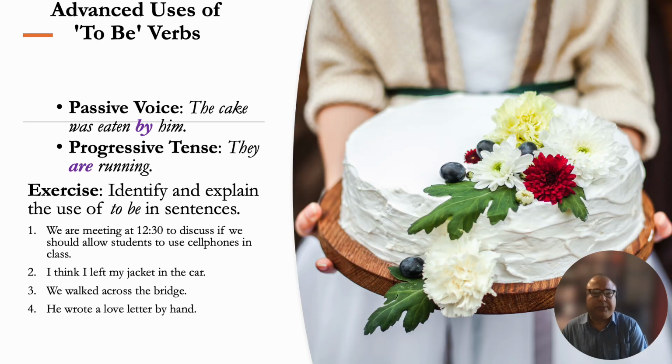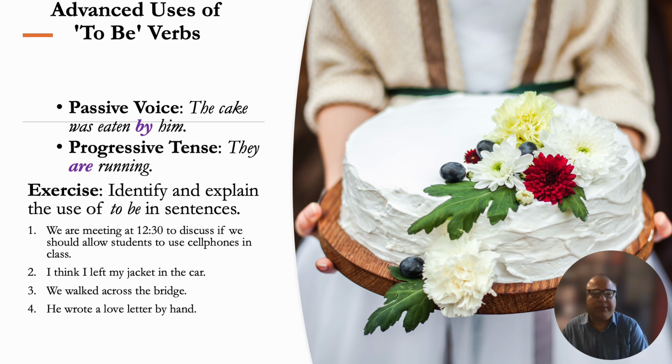Let's now learn some advanced uses of to-be verbs. To-be verbs are also used in the passive voice. The cake was eaten by him. Notice, the was is still there. It's a to-be verb, correct? In the past tense, the cake was eaten by him. And in the present progressive tense, also called the present continuous tense, they are running, as we speak right now. For example, I am teaching you. So I'm using the progressive tense. I am explaining to-be verbs to you right now, okay?